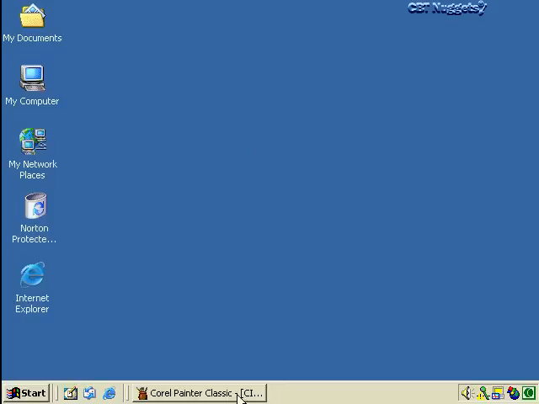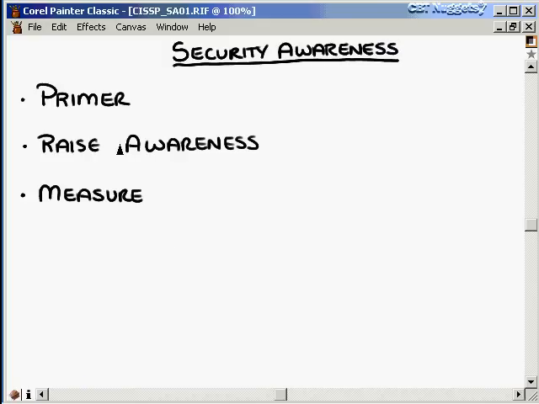In this nugget, we're going to start out with a primer, and as in most cases, that primer is going to set the stage for further discussions within this nugget. Then we're going to talk about techniques that we can use to raise security awareness in our organizations. And we're going to end up with a look at ways to measure the effectiveness of our security awareness program. All right, let's jump right into that primer.